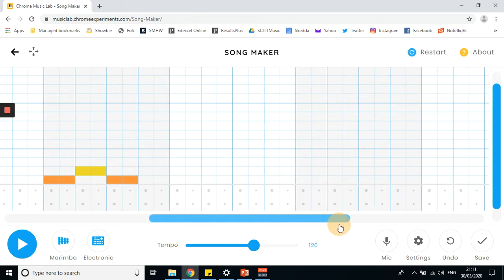Then we can also look at diminution. So if the original motif is 2, 2, 2, 2, we can do 1, 1, 1, 1, 1, 1, 1, 1. Okay, and then the original pattern again, maybe.